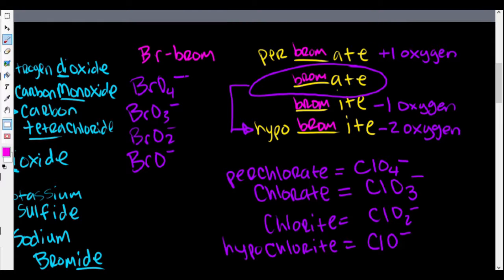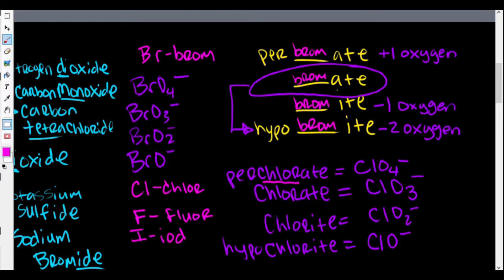You can see I did the same thing here, so that's from Br. Brom would fill in from here. For chlorine, it's Cl, and that would be chlor. For F, fluorine would be fluor, so like fluorate. For I, iode is what you're going to use, so like periodate, iodate, iodite, hypoiodite.